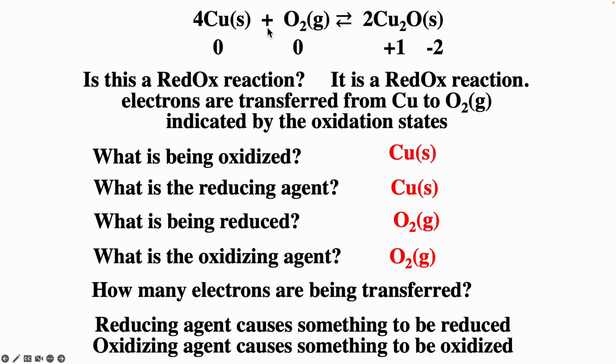And so we saw that each oxygen is gaining 2 electrons. We have 2 oxygen, and so 2 times 2 is 4. Each copper is losing 1. We have 4 coppers. 4 times 1 is 4. And so the number of electrons in the oxidation half reaction equals the number of electrons in the reduction half reaction, which equals the number of electrons being transferred.